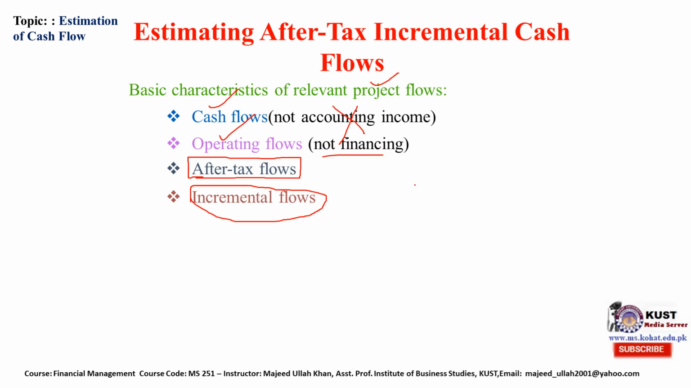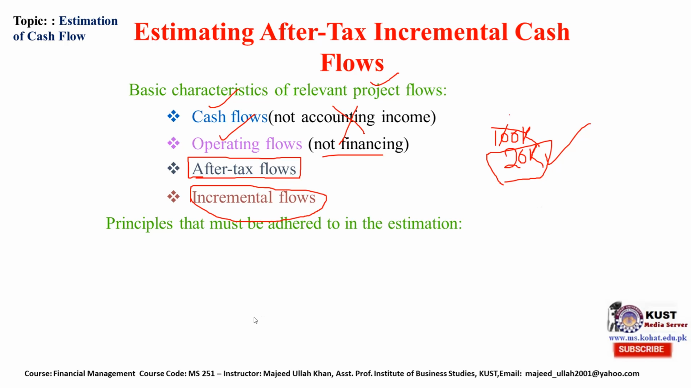For example, let's suppose we already have 100,000 cash flow per month. When we accept the project, that will give us 20,000 extra cash flow. So we will consider only this incremental cash flow, not the total cash flow. We will consider the incremental cash flow that is a result of accepting the project proposal.